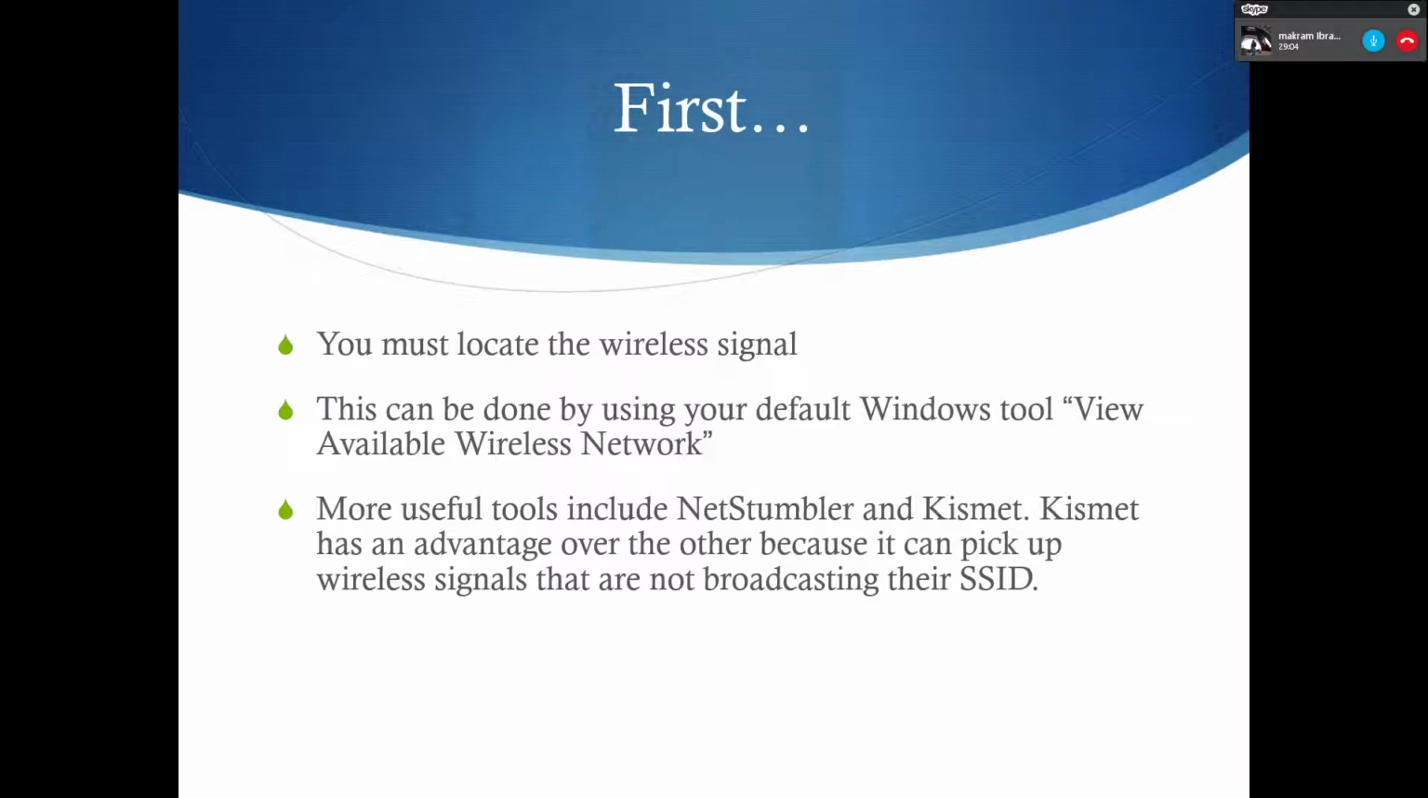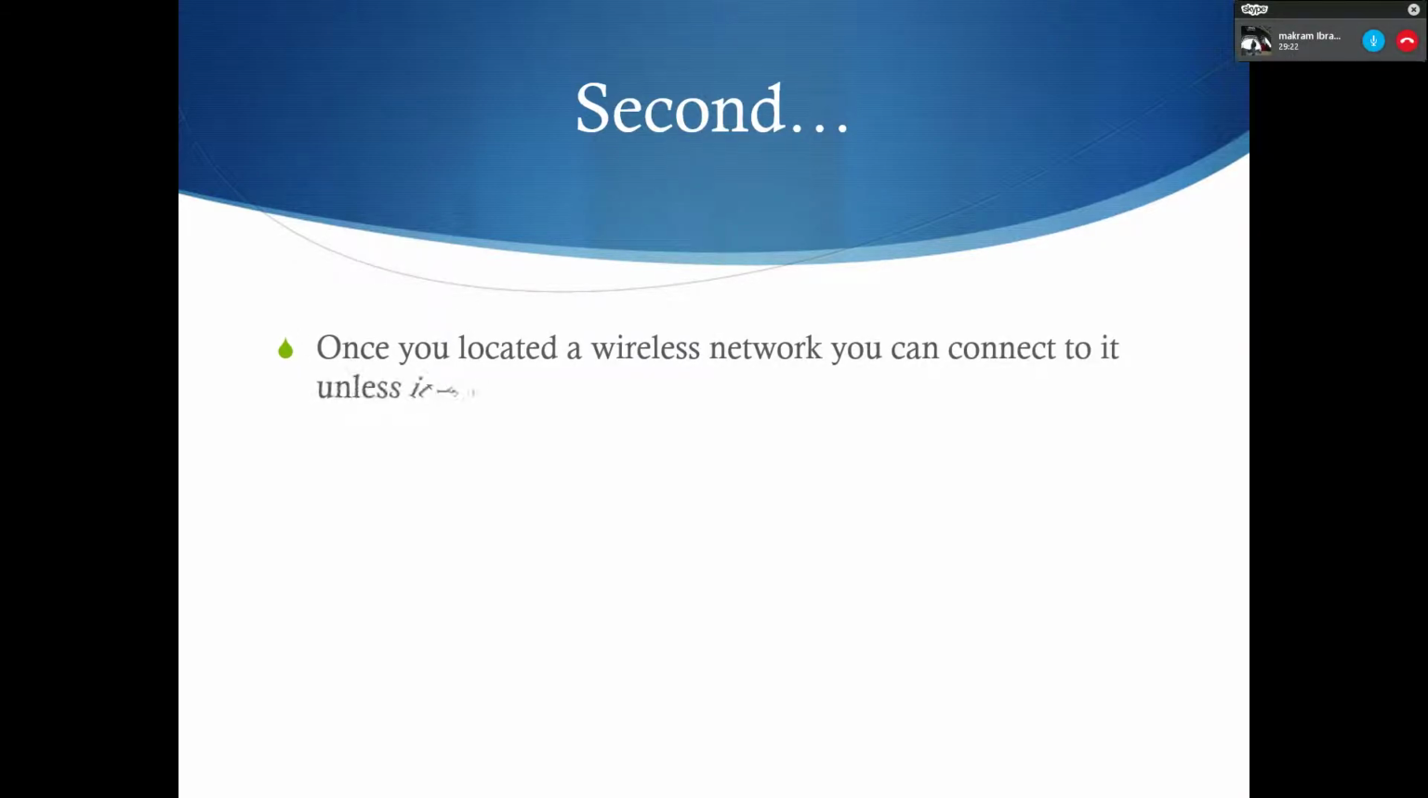Kismet has an advantage over the other because it can pick up wireless signals that are not broadcasting their SSID. So second, once you locate a wireless network, you can connect to it unless it's using authentication or encryption.